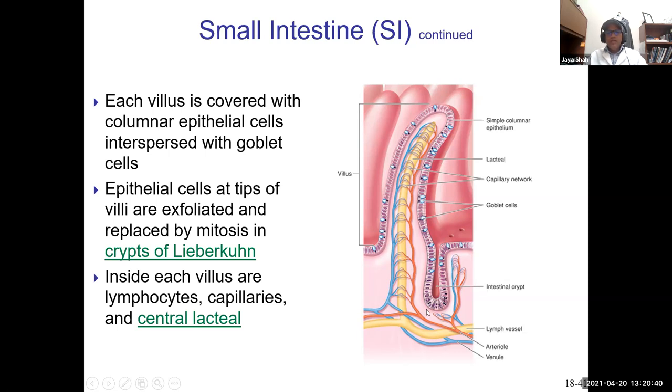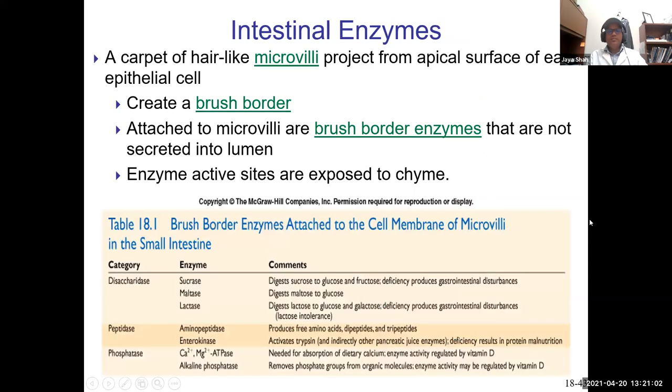And then you see, this is the intestinal crypt, and the cells around the intestinal crypt are the cells of the crypts of Lieberkühn. These cells replace, when simple columnar or other cells die, these are the cells which divide by mitosis and replace them every 72 hours.